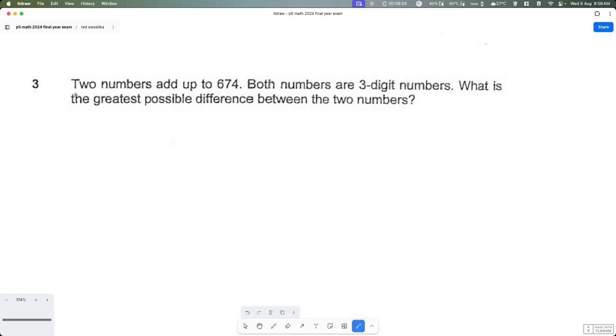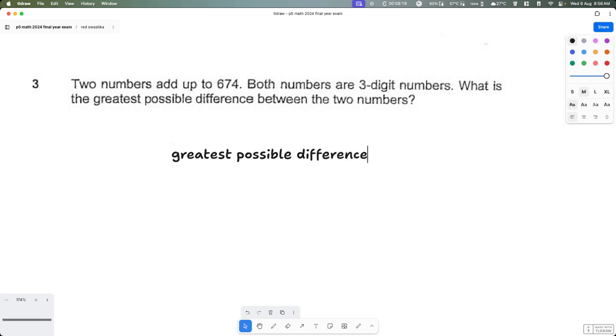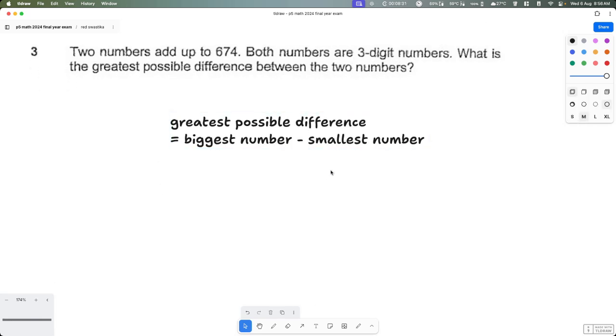Let's move on to question number 3. Two numbers add up to 674. Both numbers are 3-digit numbers. What's the greatest possible difference between the two numbers? Okay, so the greatest possible difference is the biggest number minus the smallest number. An example is the smallest number is like 100, and then you have like 500 in this case.